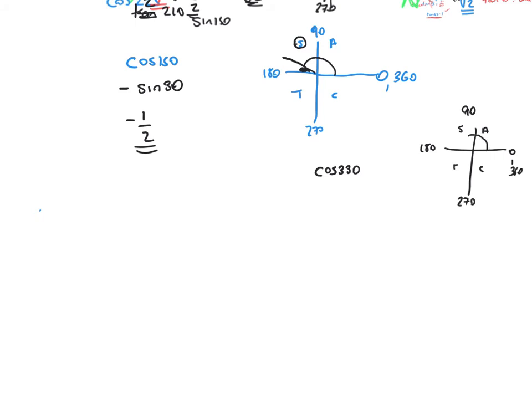Okay, 0, 90, 180, 270, 330. We're in the cosine quadrant. Cos is positive in the cosine quadrant, and the acute angle is 30 degrees. Cos 30 is root 3 over 2, so that's the final answer.